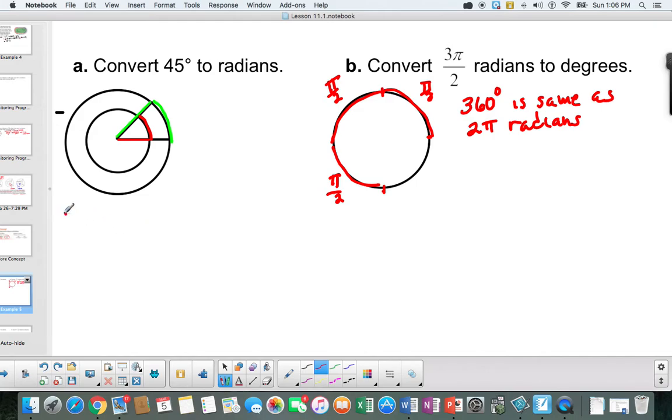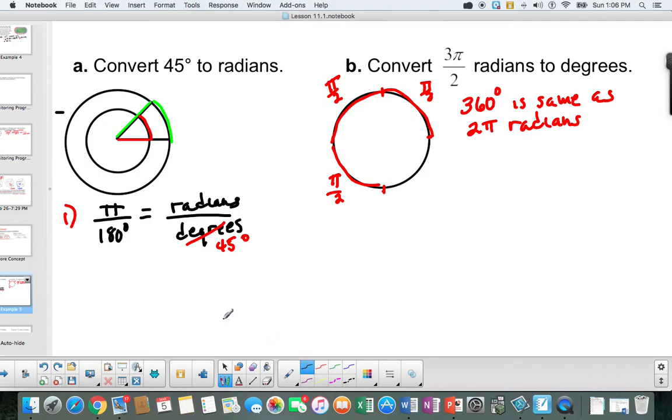Okay, so one way to look at it is this proportion that I have said. So we're going to write pi over 180 degrees is equal to radians over degrees. So it's a proportion, something that we have been doing a lot with. And we want to convert to radians. So we know our degrees is 45 degrees. So we have pi over 180 is equal to, we're going to call it x for radians, over 45 degrees.